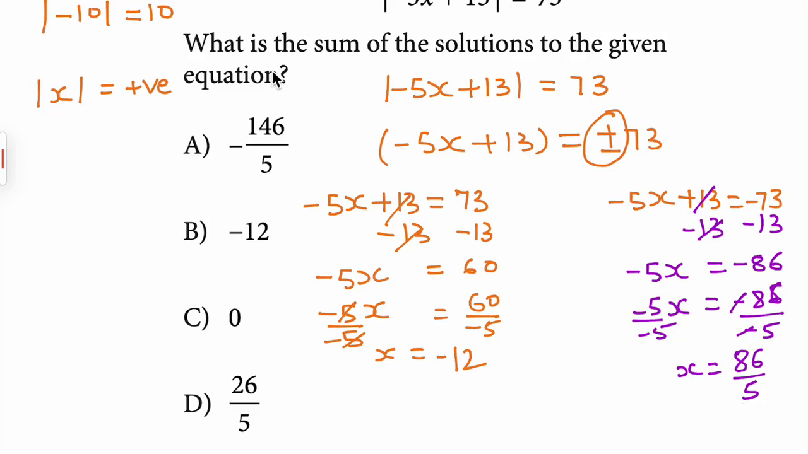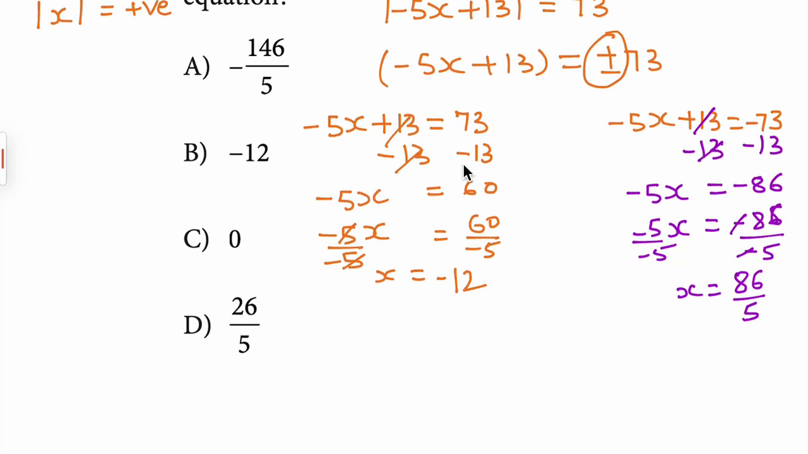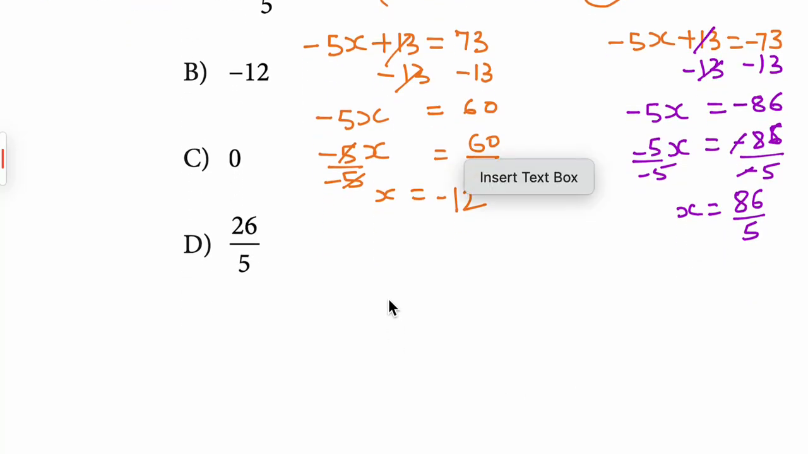Now our question is, what is the sum of the solutions to the given equations? So whatever are the two solutions, we have to add them. First is negative 12, other one is 86 over 5, right? Now if you are comfortable with fractions, you can solve it on your own. But if you are not, I'll tell you the butterfly method.